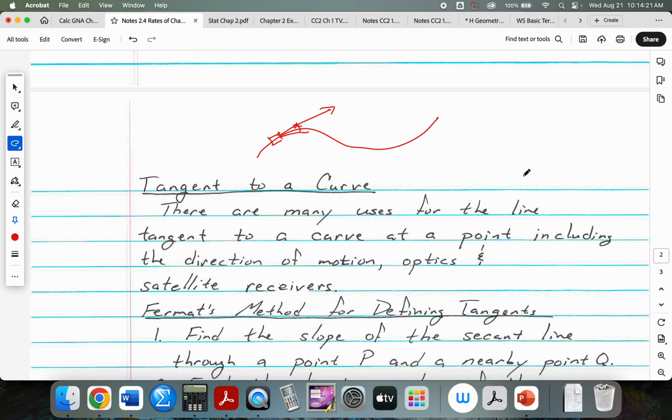But there's a lot of other ones. Optics and satellite receivers actually work in kind of the same way. When you have a satellite receiver, part of what you're doing is, this is coming in at this angle, and you have your tangent, and it comes off to where this angle and this angle are the same.